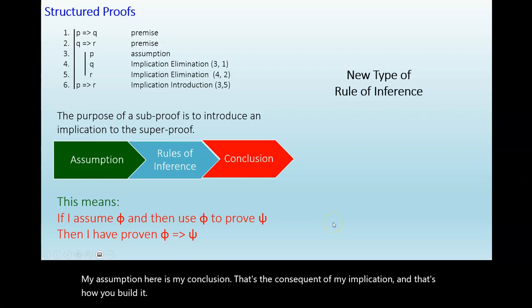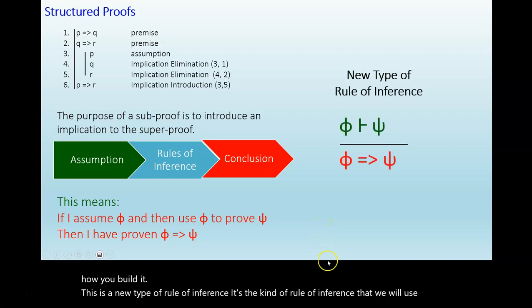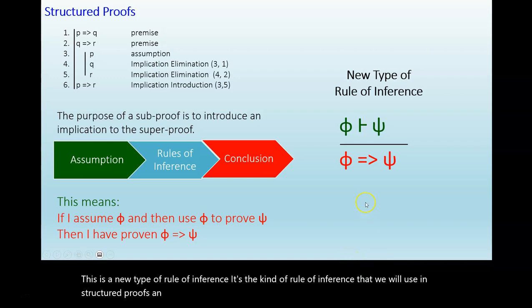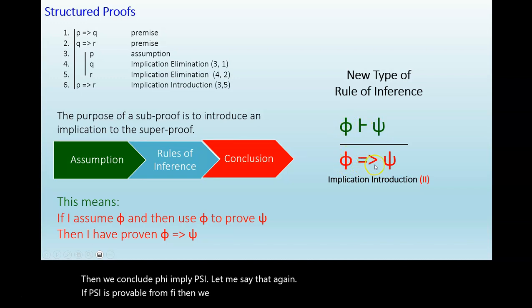This is a new type of rule of inference. It's the kind of rule of inference that we will use in structured proofs. And I'm going to write it this way. And this says, if psi is provable from phi, then we conclude phi implies psi. Let me say that again. If psi is provable from phi, then we conclude phi implies psi. This is called implication introduction.